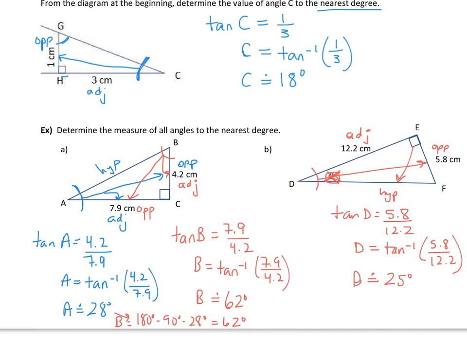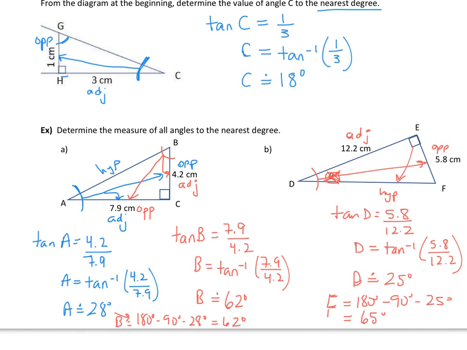And then we can get that angle F. Angle F would be equal to 180 degrees minus the 90 degrees minus the 25 degrees. And since these are all right angle triangles, you could even just do 90, subtract the 25. And that will give you 65 degrees as angle F.